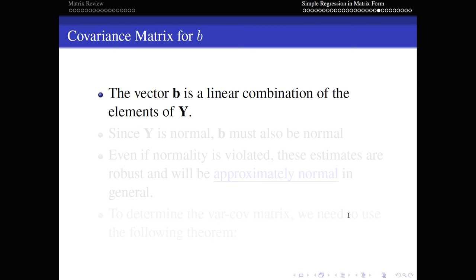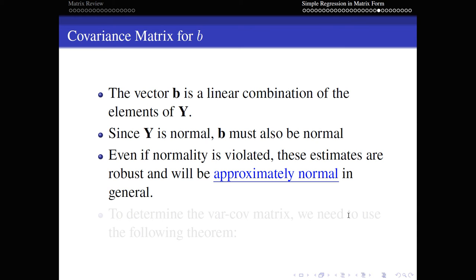Now, because the vector b, this is our predicted parameters, is a linear combination of the elements of the vector y, we can look at the vector b as normally distributed variables because y is normally distributed. In fact, I think we had a homework problem where we went through this derivation in the scalar form. Now, even if normality is violated, the estimates tend to be normal.